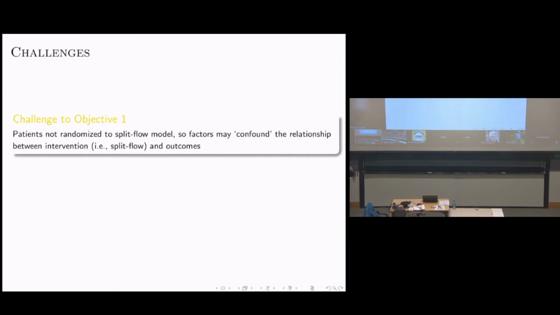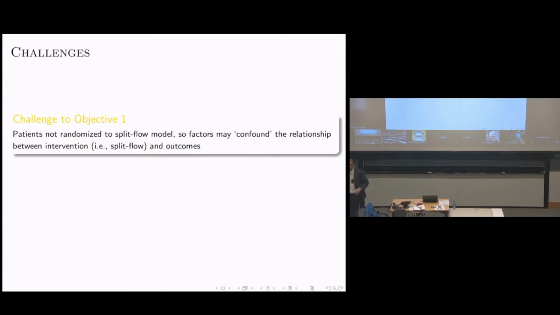And thinking analogously to that, one challenge to estimating effects is, of course, patients aren't randomized to a split flow model, right? Somebody arrives, okay, well, I'm going to flip a coin and then you go to split flow, and then I flip a coin, you go through a separate, at least from the observational data that we have. And so what that implies is that there may be factors that confound the relationship between the intervention, split flow, and the outcomes that we're interested in measuring, okay?